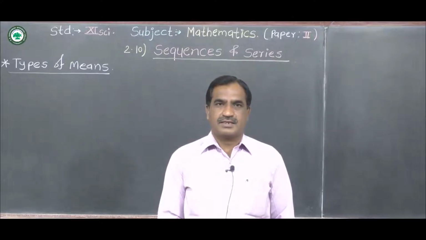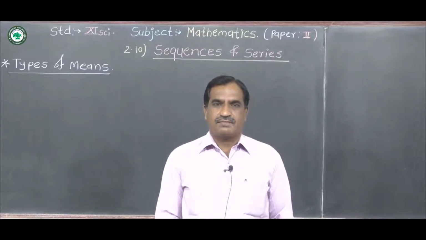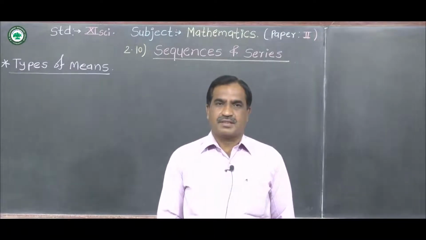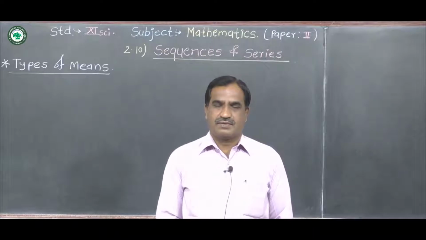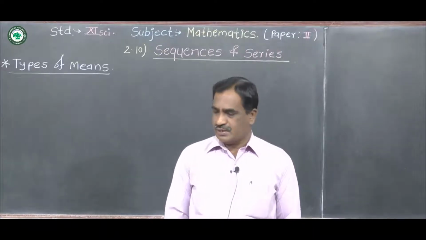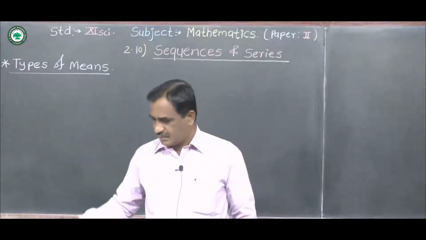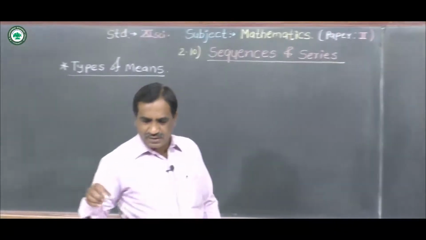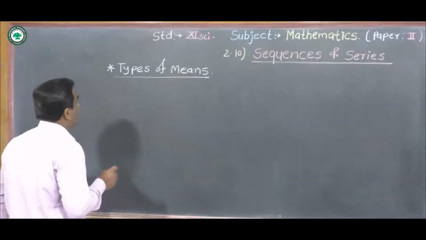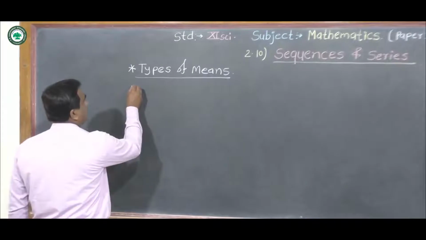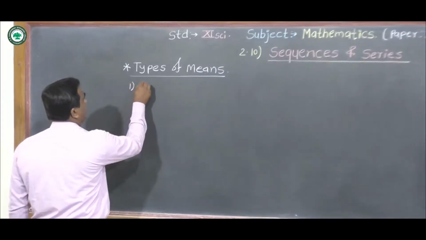Students, in the last lecture we have seen sequence, harmonic sequence, and we took some examples based on harmonic sequence. Now today we have to see the types of means of the sequences. The first type is arithmetic mean.